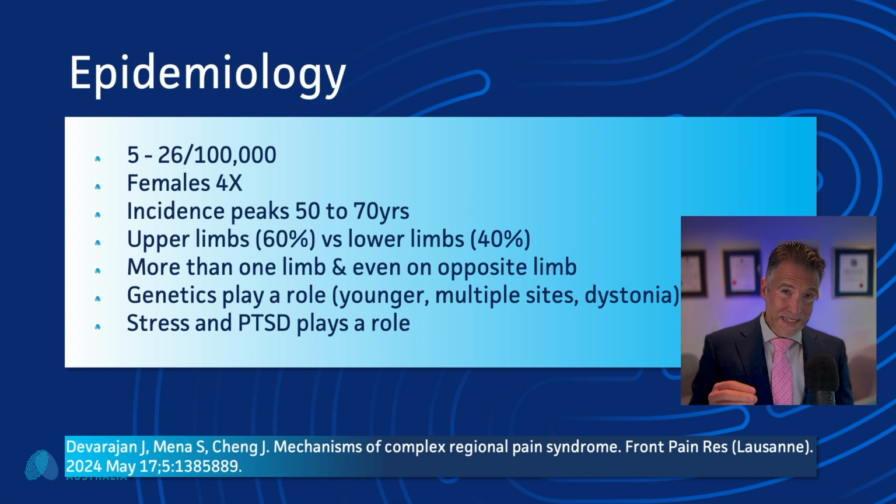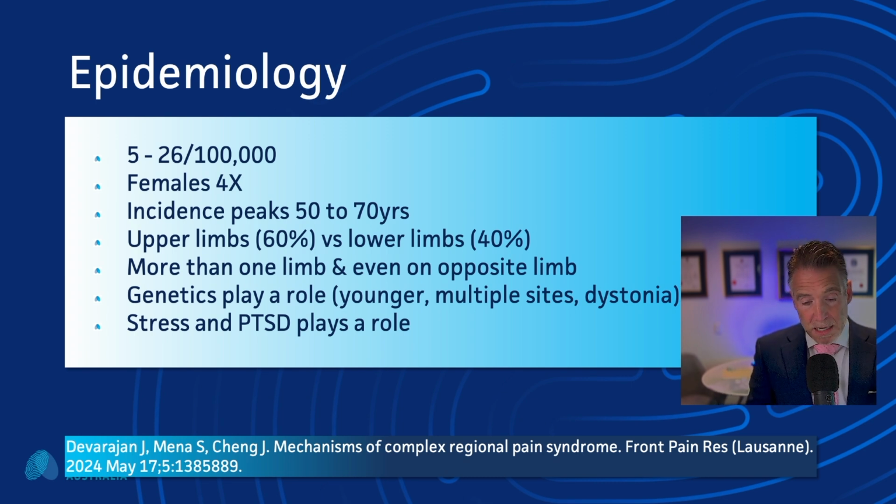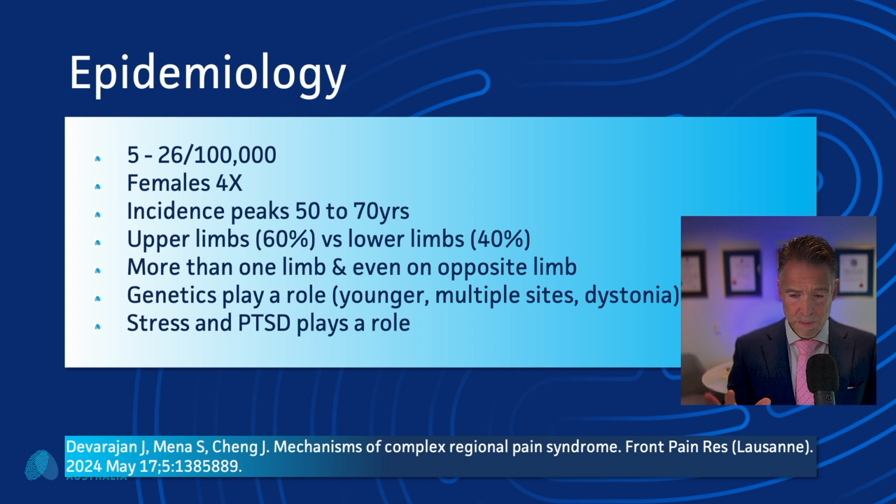Let's talk a little bit about the actual specifics of the condition, the so-called epidemiology. It occurs in between 5 and 26 out of 100,000 people. It doesn't sound like a lot, but it is fairly common out there. If you understand what the triggers can be, it's relatively common. It occurs far more in females than males. I can't remember when I last saw somebody with CRPS that was a male.